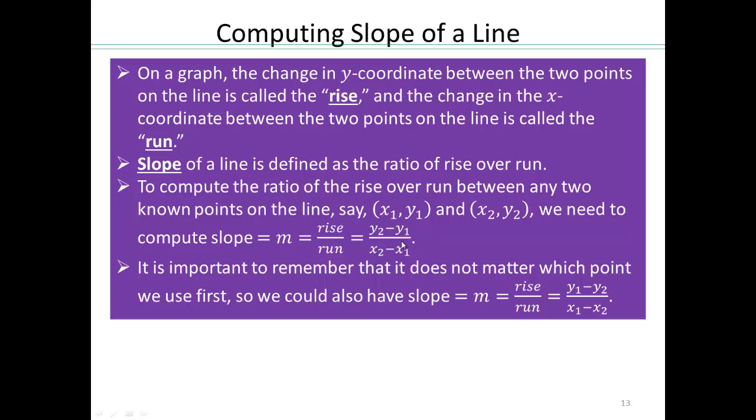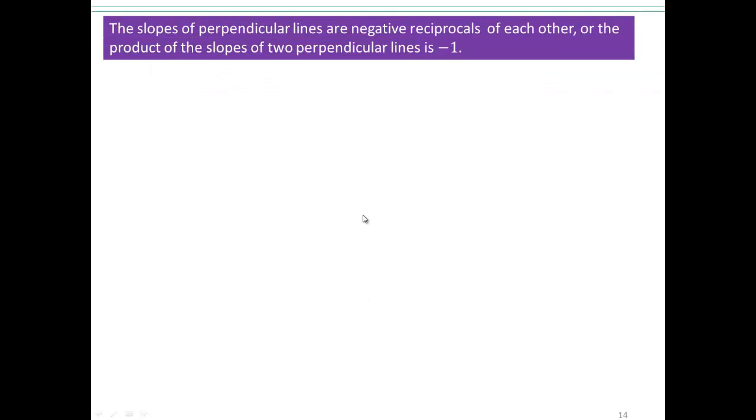It's not important which point you use first, as long as you're using the correct coordinates. So I can also say slope is y1 minus y2 over x1 minus x2. So don't get hung up on the y1 and the x1, or the y2 and the x2. It does not matter. However, the first y coordinate you use, the same point's x coordinate needs to be down here. That's important. Okay? All right, let's take a look at then perpendicular lines.